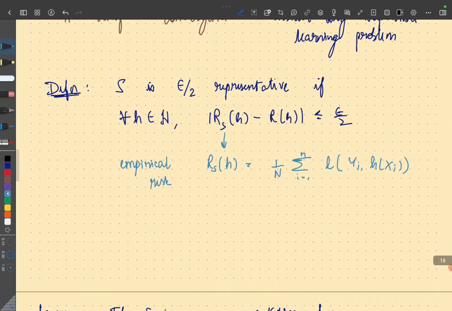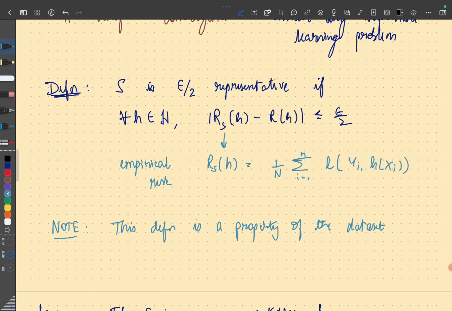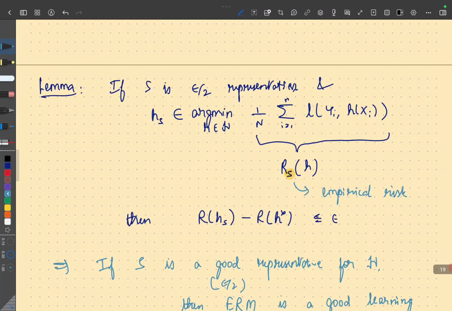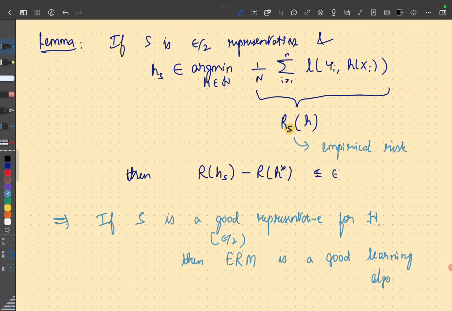And the point to be kept in mind is that this definition is a property of just the data set, and of course the hypothesis class H. It has nothing to do with any learning algorithm that you may want to choose. So if you are able to get a good representative, then ERM is a good learning algorithm. If it's not, then ERM may not perform well.